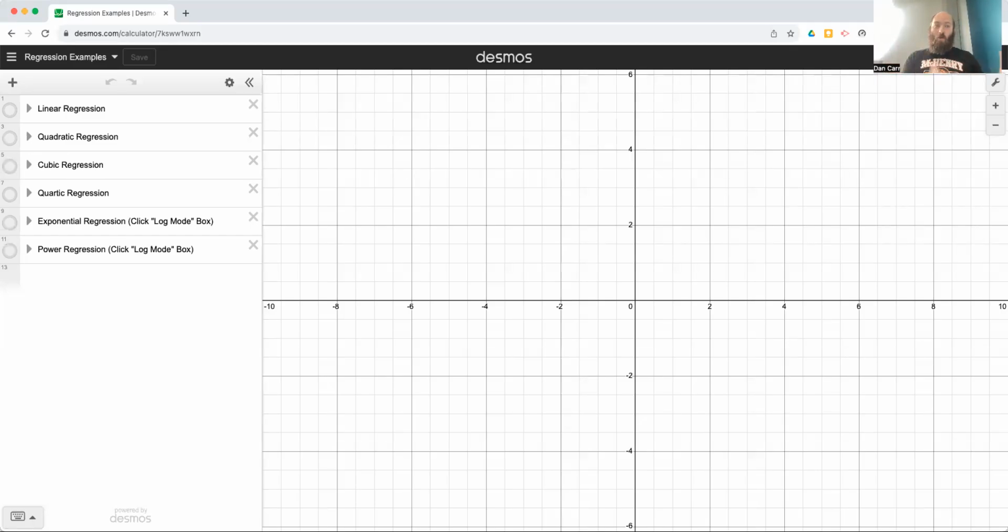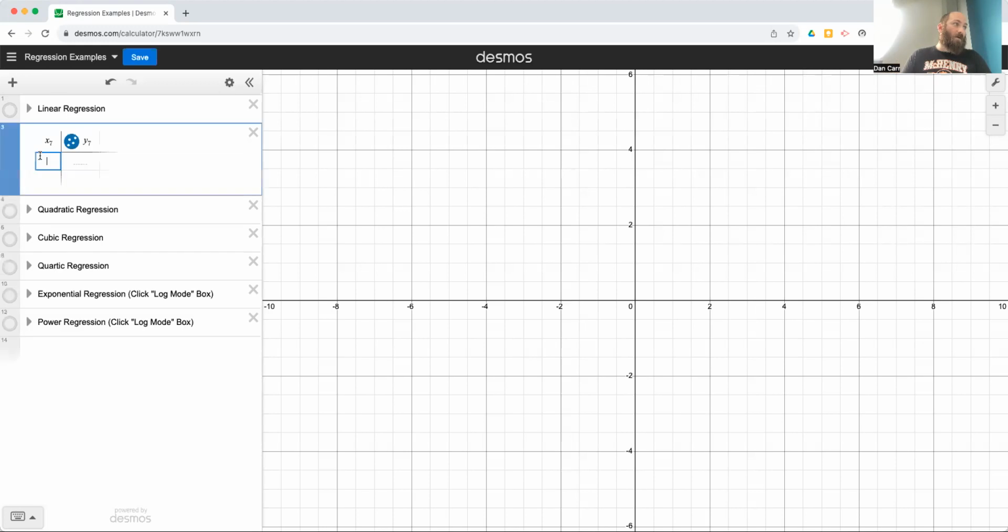Today, I'm just going to go over briefly how we can do our regression equations in Desmos. Okay, so I'm going to go over each of these very quickly. It all has to do with typing in a model of the function as we go through. So what I'm going to do is create a table here.